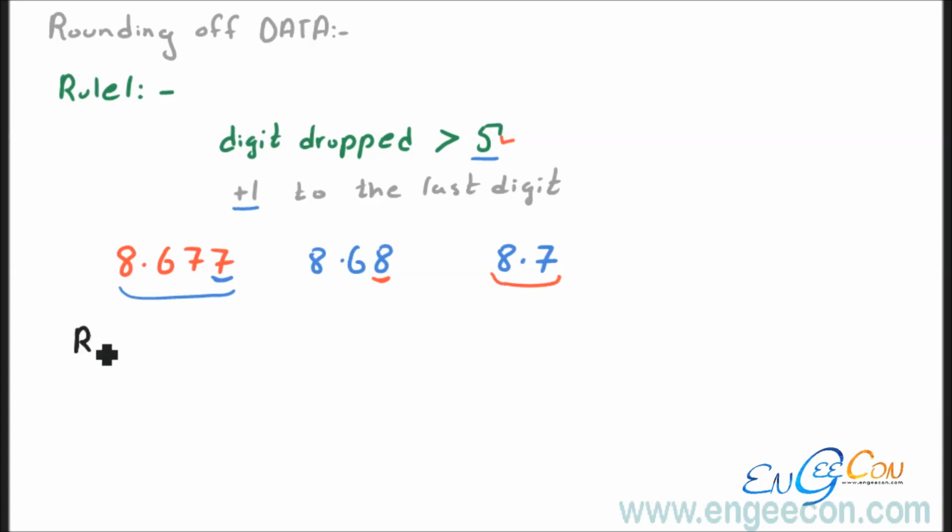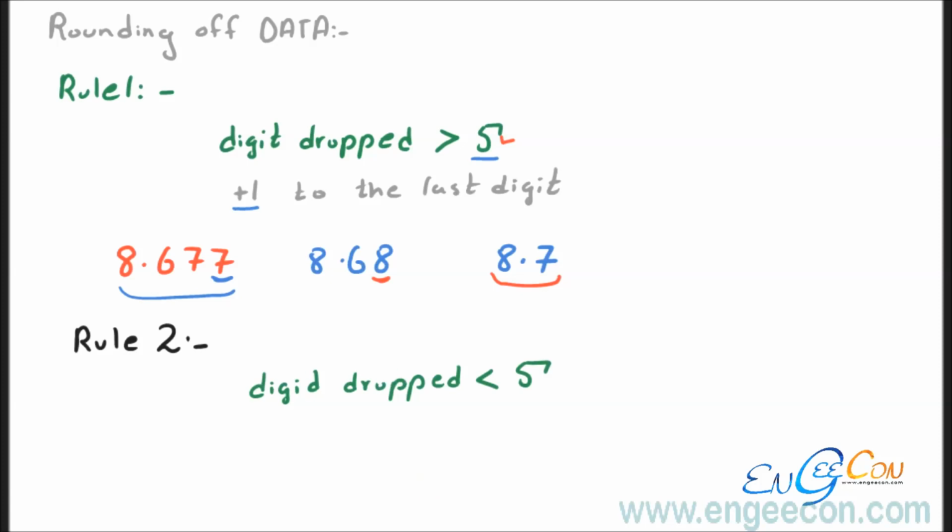Rule number 2. If the digit to be dropped is less than 5, then simply drop it without adding any number to the last digit.